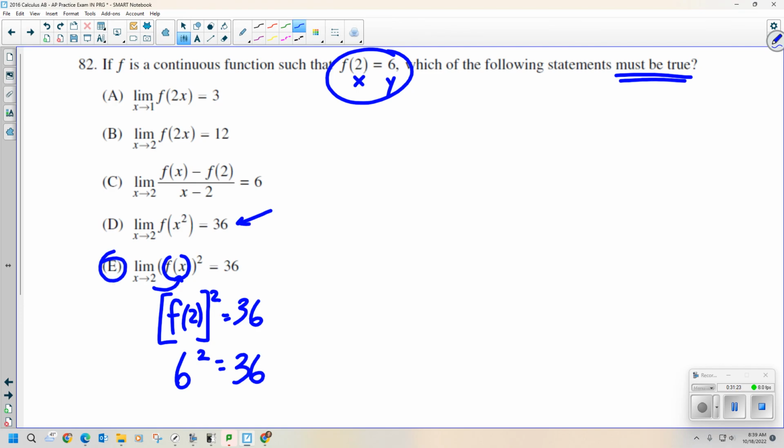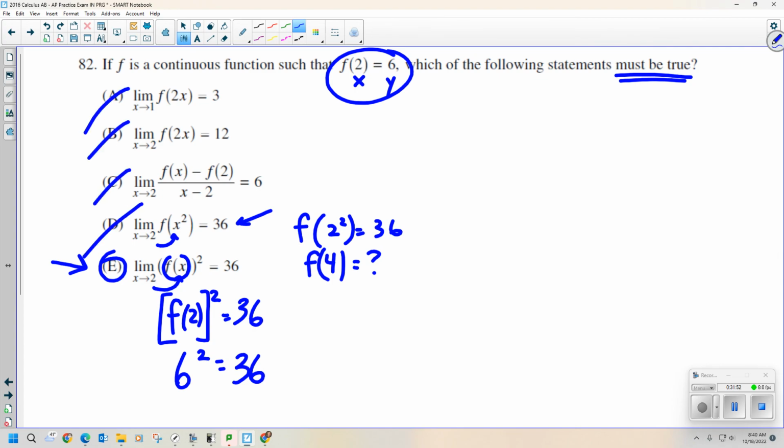You might look at D and say, well, Visca, how does that not work? Okay, I did this without reminding you that the easiest way to solve a limit is to just plug that number in. Okay? What if I plug in here when x is 2? I want f of 2 squared equals 36. I don't know what f of 4 is. I don't know what that is. Bam, and none of these will work. It's E.